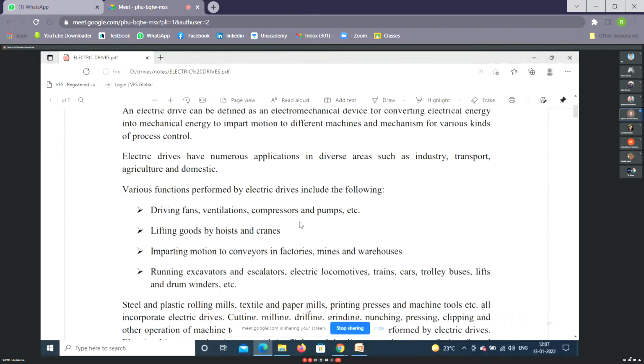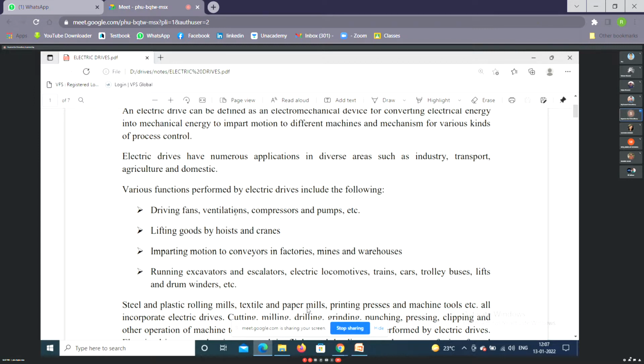Then for the traction drive, we have electric traction, that is the railways, metro railways. Besides that, we have the lifting of goods by hoists and cranes. These are also electric driven machines. Then imparting motion to conveyors in factories, mines, and warehouses. This is also invariably done with electric motors. Then running excavators, escalators, electric locomotives, train cars, trolley buses, lifts, drum winders, and so on.